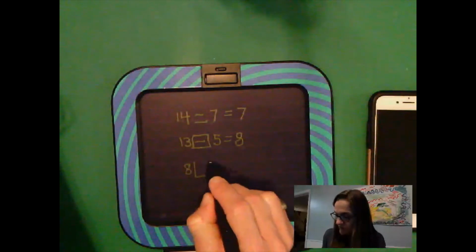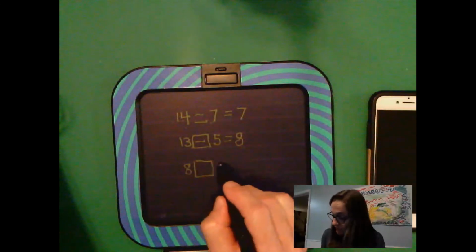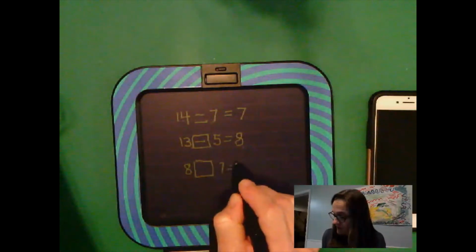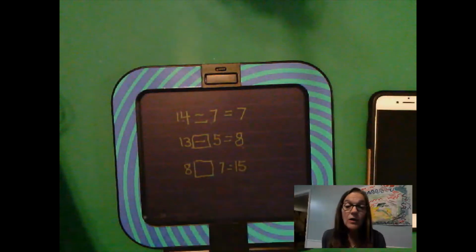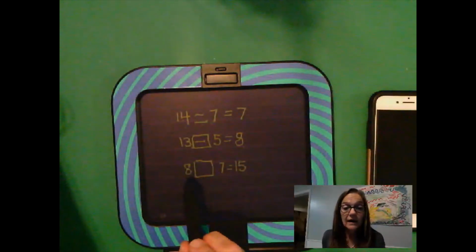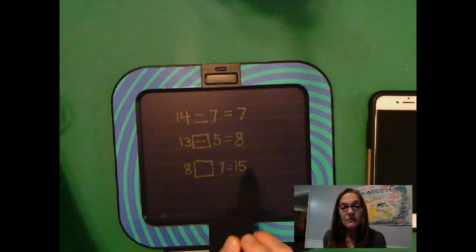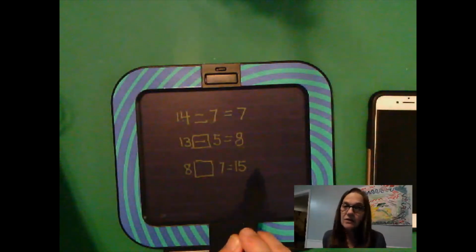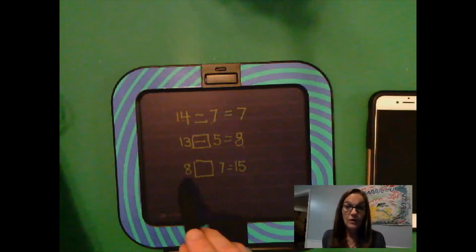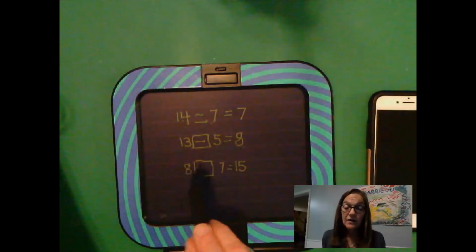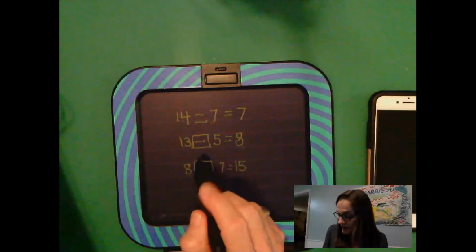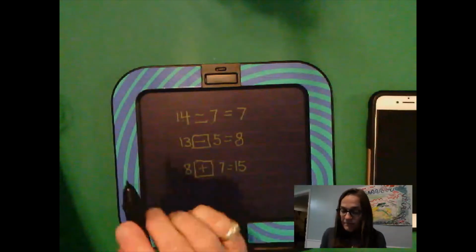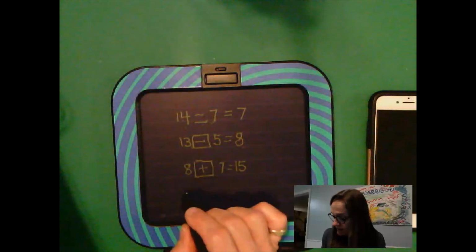8, 7, 15. Okay, what's happening now? Starting here, moving this way, going from left to right, just like we read regular sentences, we read number sentences. Are we getting bigger at the end or are we getting smaller? We're getting bigger than 8. 15 is bigger than 8, so we're going to add. Okay? Okay, let's try one more.